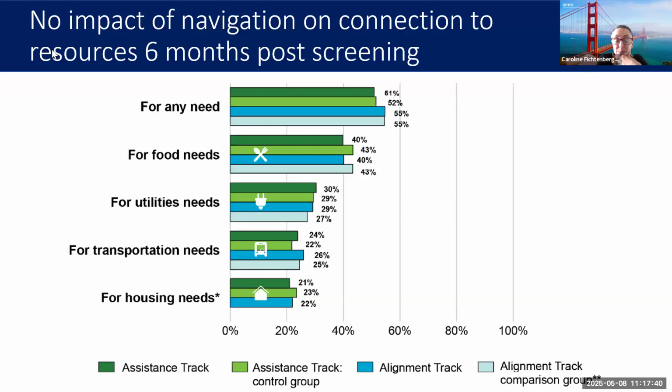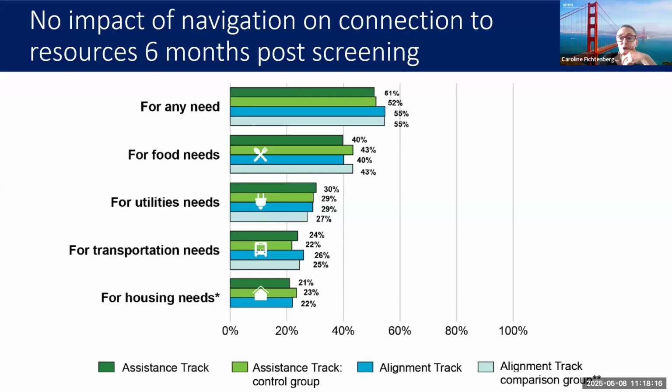The blue bars are for the alignment track, with the dark blue again being the intervention group in the alignment track, and the light blue being the comparison group in the alignment track, which is basically a weighted measure based on the assistance track control group. And here again, you see the numbers are very similar, and none of the differences were statistically significant. Nor were there differences between the assistance track and the alignment track. So that's for connection to needs.